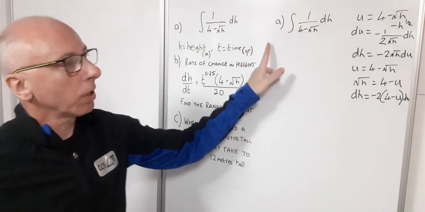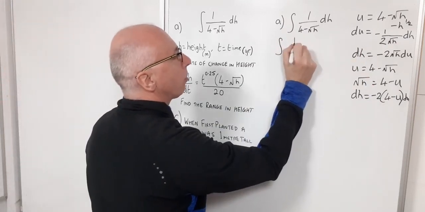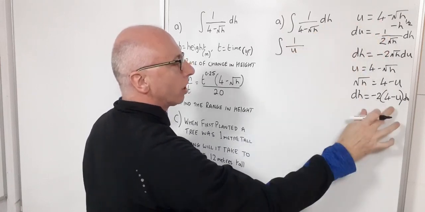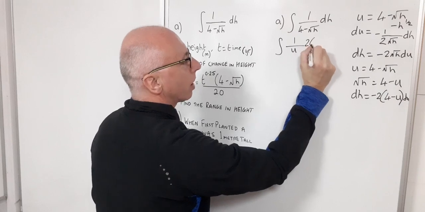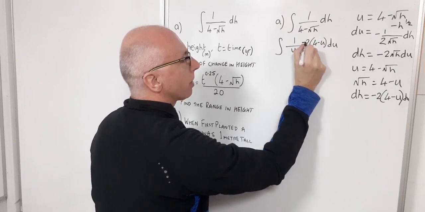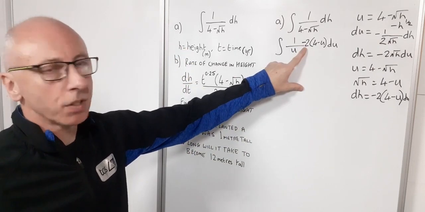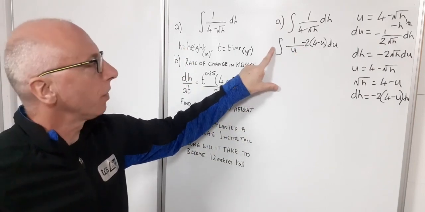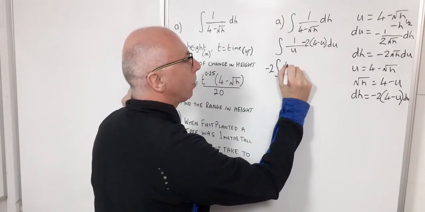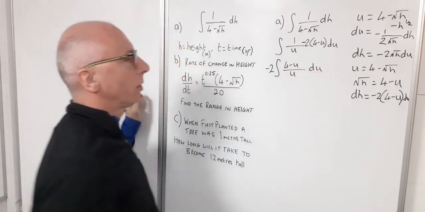Okay, so now we've got all our building blocks to go into our u substitution. So now I've got the integral of 1 over u, since 4 minus root h is u, and dh is this. So that's minus 2 times (4 minus u) du. Now this here is a constant multiple, so that can come out to the front. So now we've got the integral of minus 2 times (4 minus u) over u du.